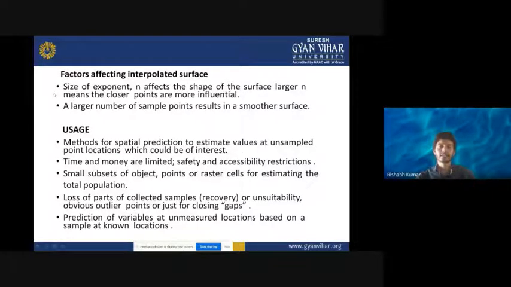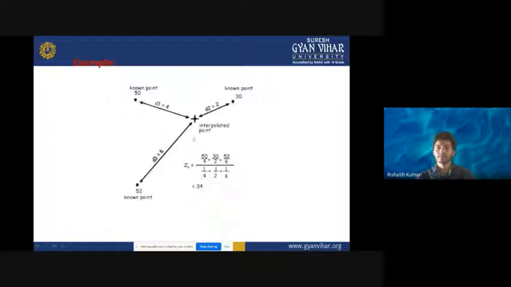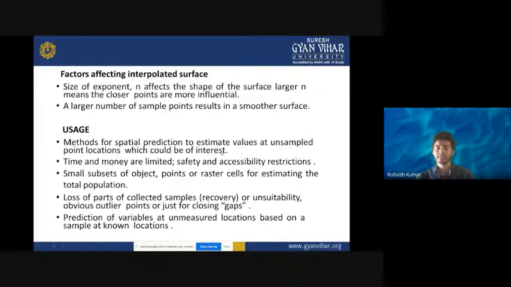then what are the factors that are affecting the interpolated surface in IDW? Size of exponent, that is n. Okay, यहाँ पे जो in the example we used n equal to 1, right? But अगर हम n equal to 2 लेते तो यहाँ पर क्या होना था, जो आपकी वेट दिए 1/4, 1/2, 1/6, these are the weights. These will have power n equal to 2, n equal to 3. Okay, but here in the previous example, we used n equal to 1.